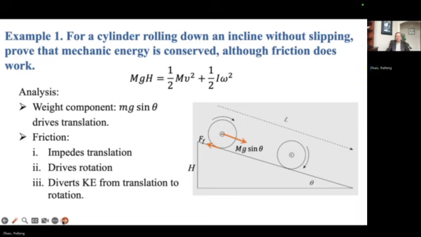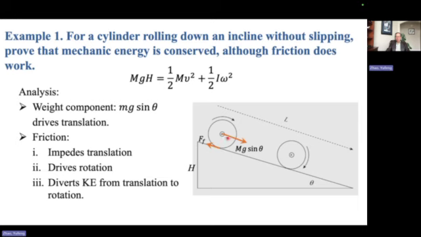Many textbooks say that you can use energy conservation, mechanical energy conservation, to solve this problem because the friction does not do work. We will show here that the conclusion of energy conservation is true. However, the assumption that friction does not do any work is wrong. So first we do some analysis. Based on this setup, we find two forces along the inclined surface.